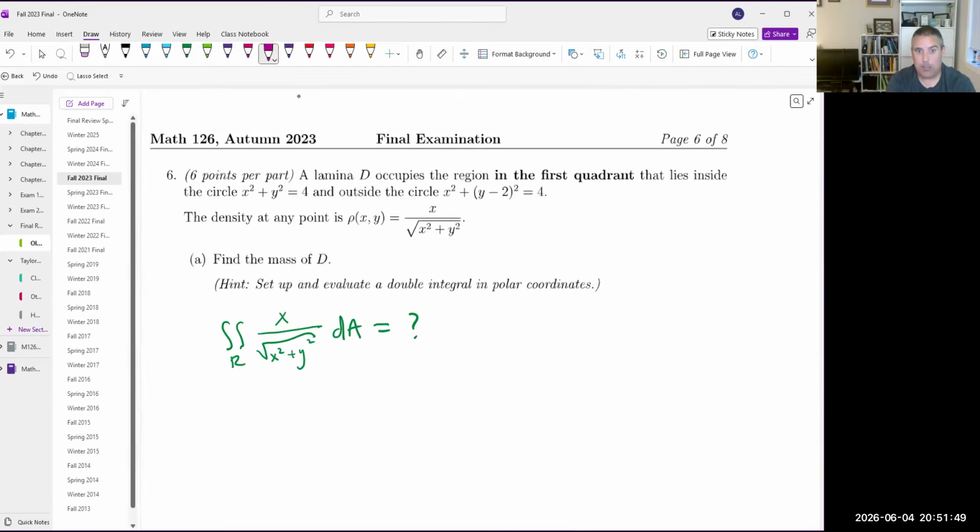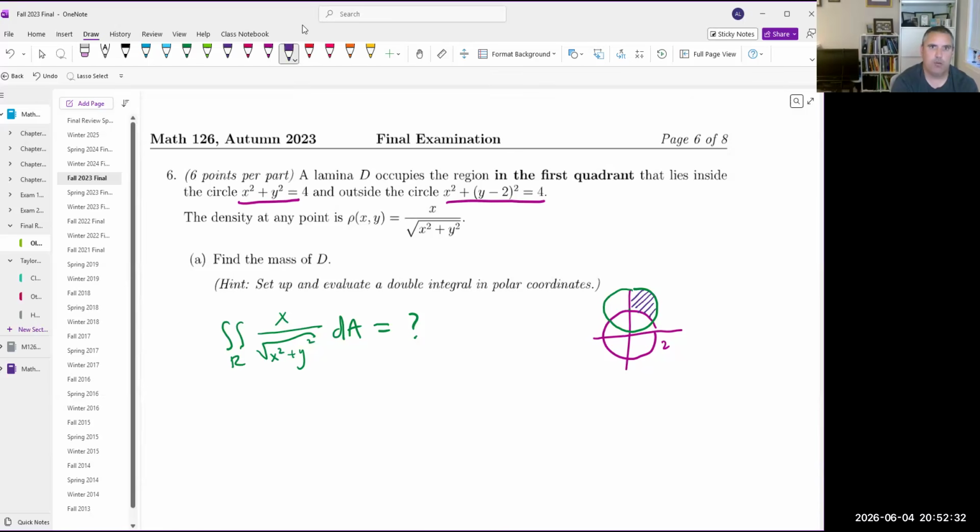So from here on out, it's going to be about describing the region, choosing your bounds. Circle of radius 2, a circle centered here of radius 2. In the first quadrant, that's outside the first circle and inside the second one. Okay, so this is not really a center of mass question. It says center of mass, but it's a polar question.